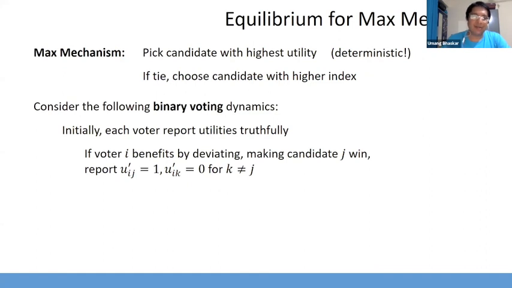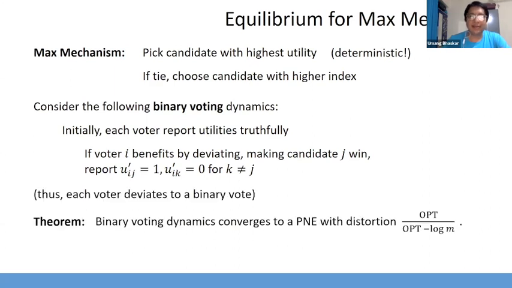And here are the dynamics that we look at. Initially, each voter reports utilities truthfully. If a voter wants to deviate, the only way it can deviate is by shifting to ones and zeros. Whichever candidate it wants to win, it gives utility 1. Everybody else, it gives utility 0. So it puts all its weight onto the new winning candidate. We call this binary voting dynamics. In fact, we show that this converges to a pure Nash equilibrium with distortion opt over opt minus log n. So this is very, very close to 1.